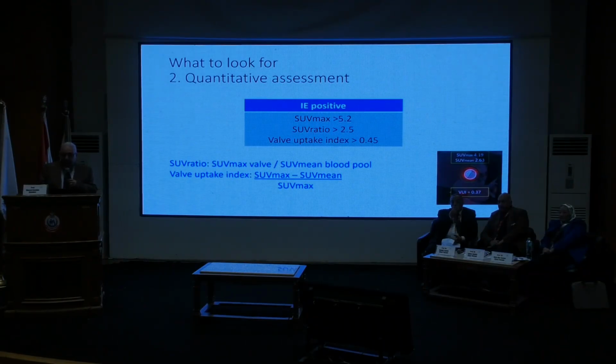Then we have valve uptake index. It is SUV max minus SUV mean, divided by SUV max, all over the valve, and a value more than 0.45 suggests infective endocarditis.